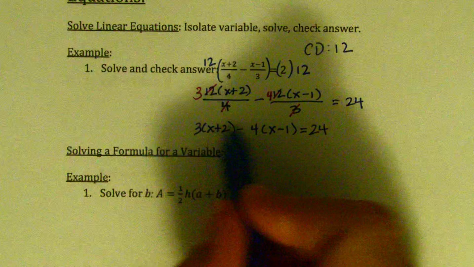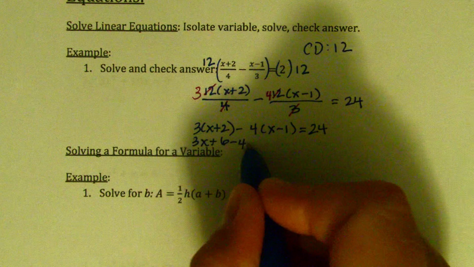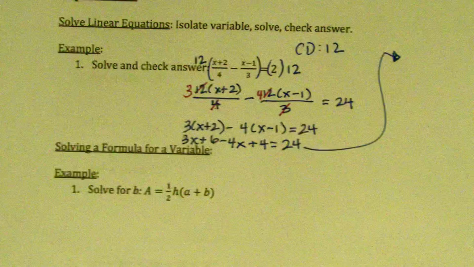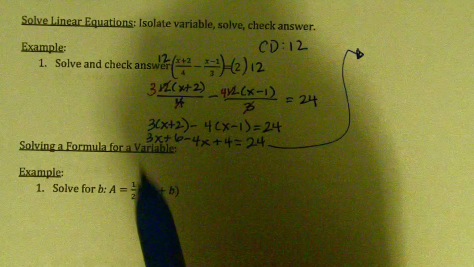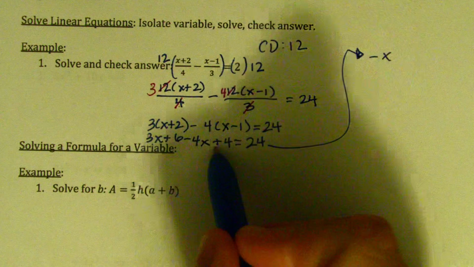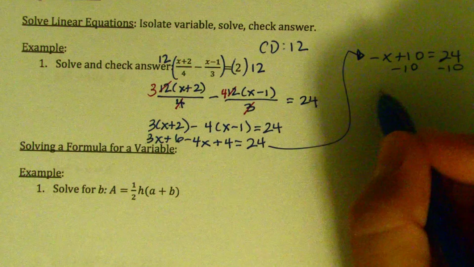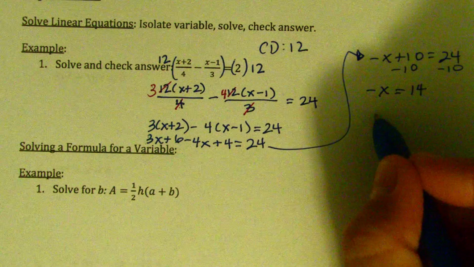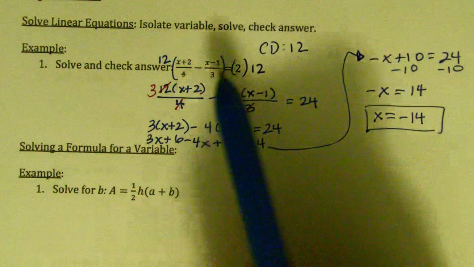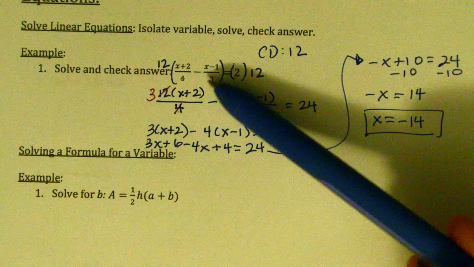From there, I can go ahead and distribute the 3, distribute the 4, and that'll give me 3x plus 6 minus 4x plus 4 equals 24. Kind of running out of space here. So then, combining like terms on the left-hand side, 3x and negative 4x is negative x, and 6 plus 4 is 10, equals 24. Subtracting 10 from both sides, I have negative x is equal to 14, so x is equal to negative 14. And as long as I don't have any variables in the denominator, I don't have to check my answer because there's nothing that would make my denominator 0. There's just numbers there.